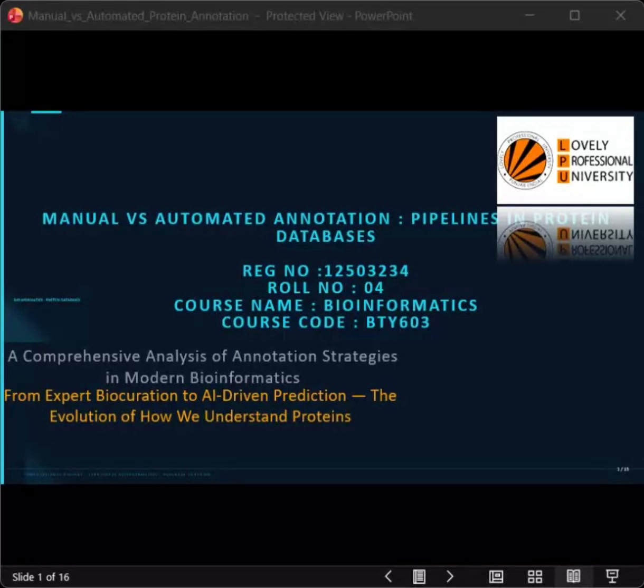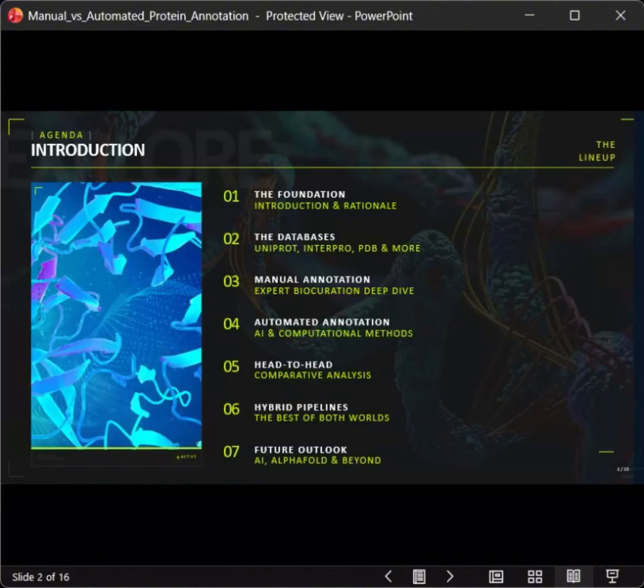So today I'm presenting my assignment on manual versus automated protein annotation, basically annotation pipelines in protein databases. This topic is extremely important in modern bioinformatics because nowadays biological data are growing rapidly and scientists need efficient ways to annotate protein sequences accurately. So in this presentation, I will be mainly explaining manual annotation, automated annotation, hybrid pipelines, AI integration, and even future trends in computational proteomics.